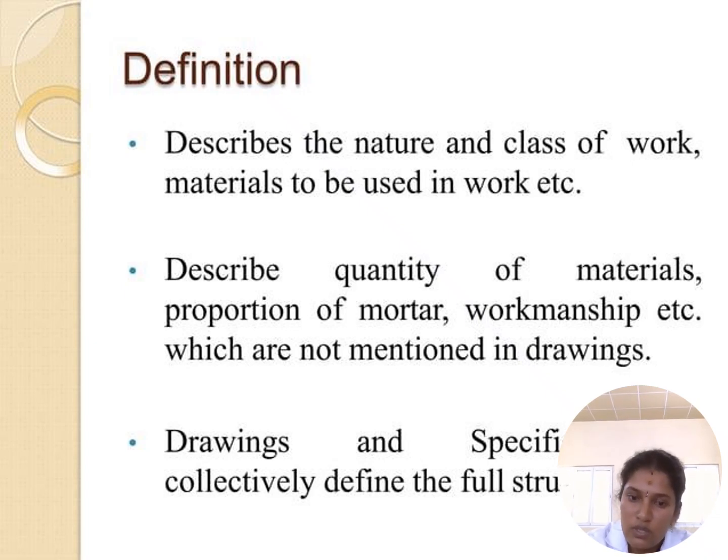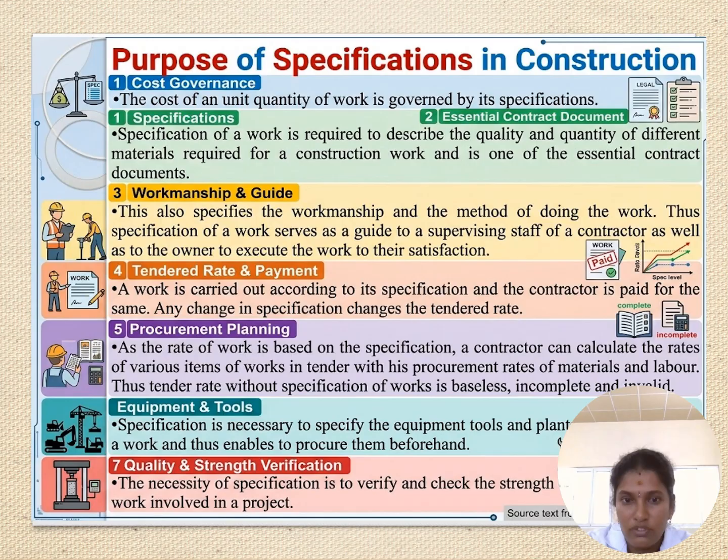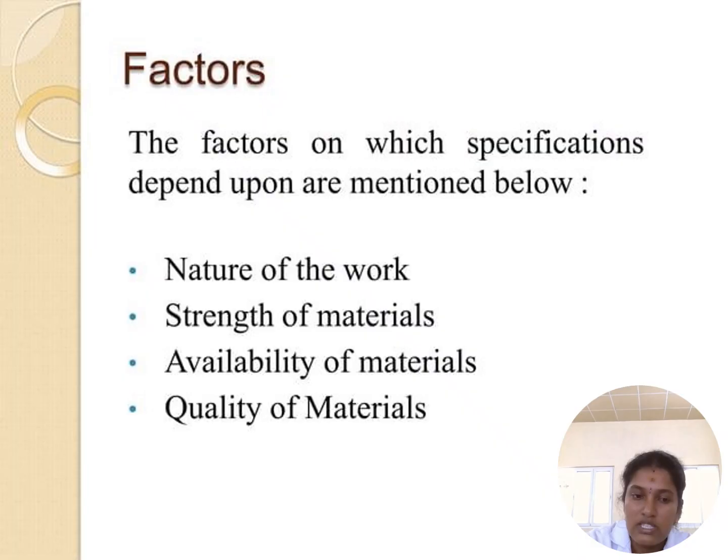So the drawing should be specified correctly from the full strength of the properties. The purpose of the specification is to concern the cost and essentials of the contract document and the specifications, tender, procurement, equipment and tools list, and also the quality and strength verification. So these are all the main purposes of the specification: detailing, explaining, describing the quantity and the procedure, the proportion, and the workmanship provided for completing the purpose. These are all the total content included in the specification.